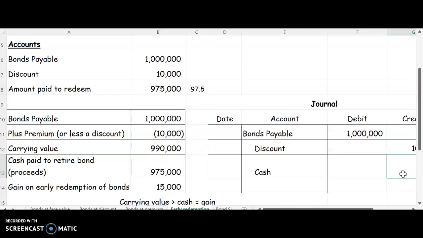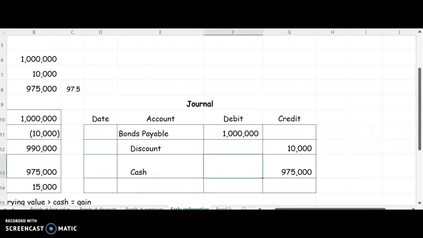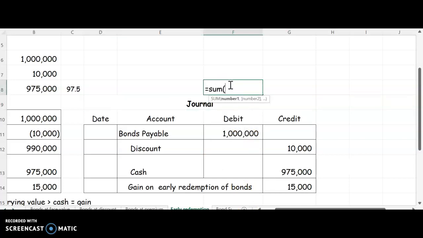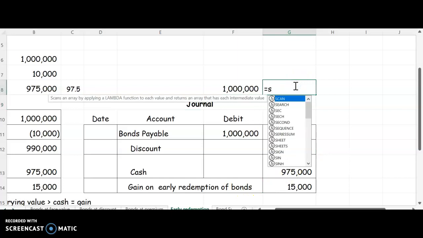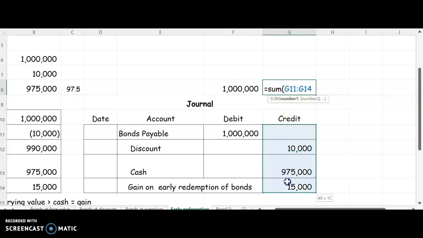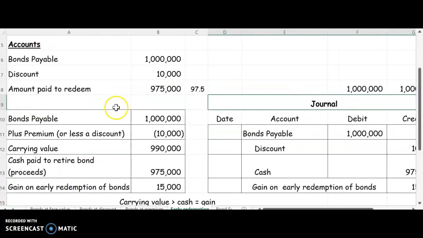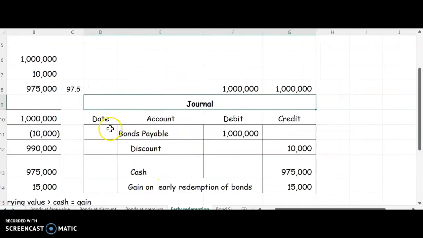It was $975,000. And then the gain that we calculated on the early redemption of the bond, for $15,000. And then we need to total up our debits and make sure that they balance. So our total debits are $1 million. And then let's total our credits. And they are $1 million, so we are in balance. So you want to remember how to calculate it like we did on the left side, but you also want to know how to put it into a journal entry.